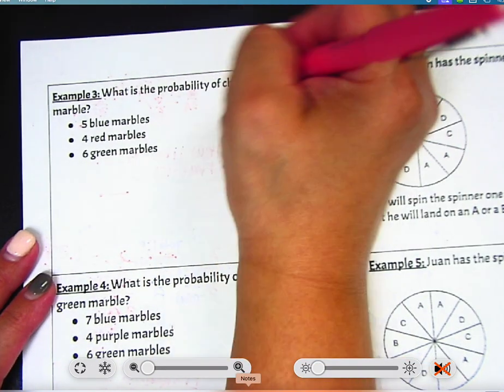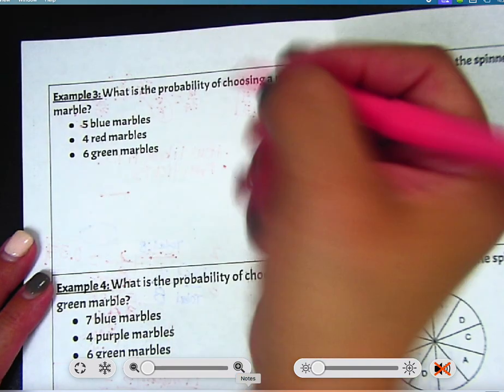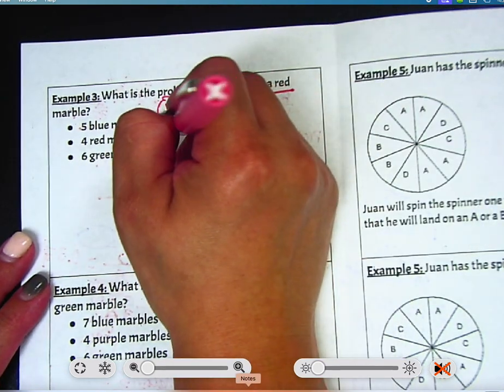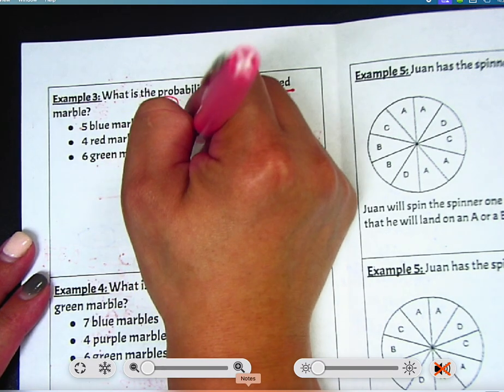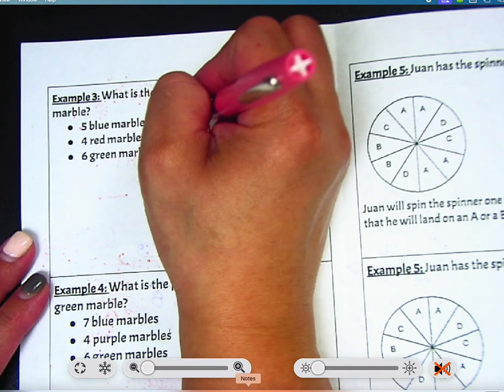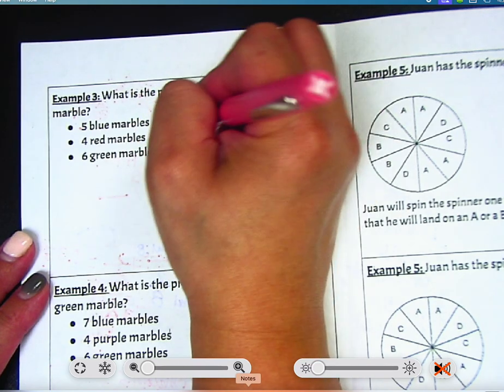Okay, what is the probability of choosing red? So you're going to follow the same steps. So I'm going to do my first step here. You have 1 fraction. Find your total. And then they're asking the probability of getting red.